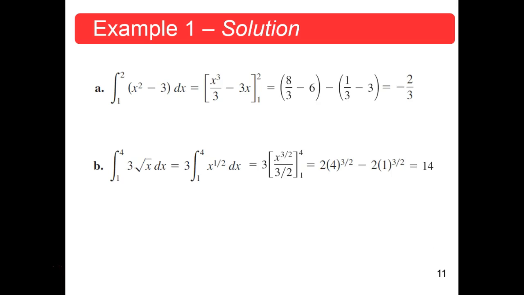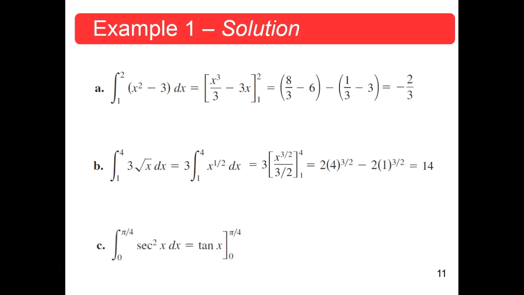Okay. The square root of 4 is 2. 2 cubed is 8. 8 times 2 is 16. Minus the square root of 1 is 1. 1 cubed is 1. 1 times 2 is 2. 16 minus 2 is 14. They go to great lengths to show every step to begin with and skip a bunch of steps at the end. All right, the third one.